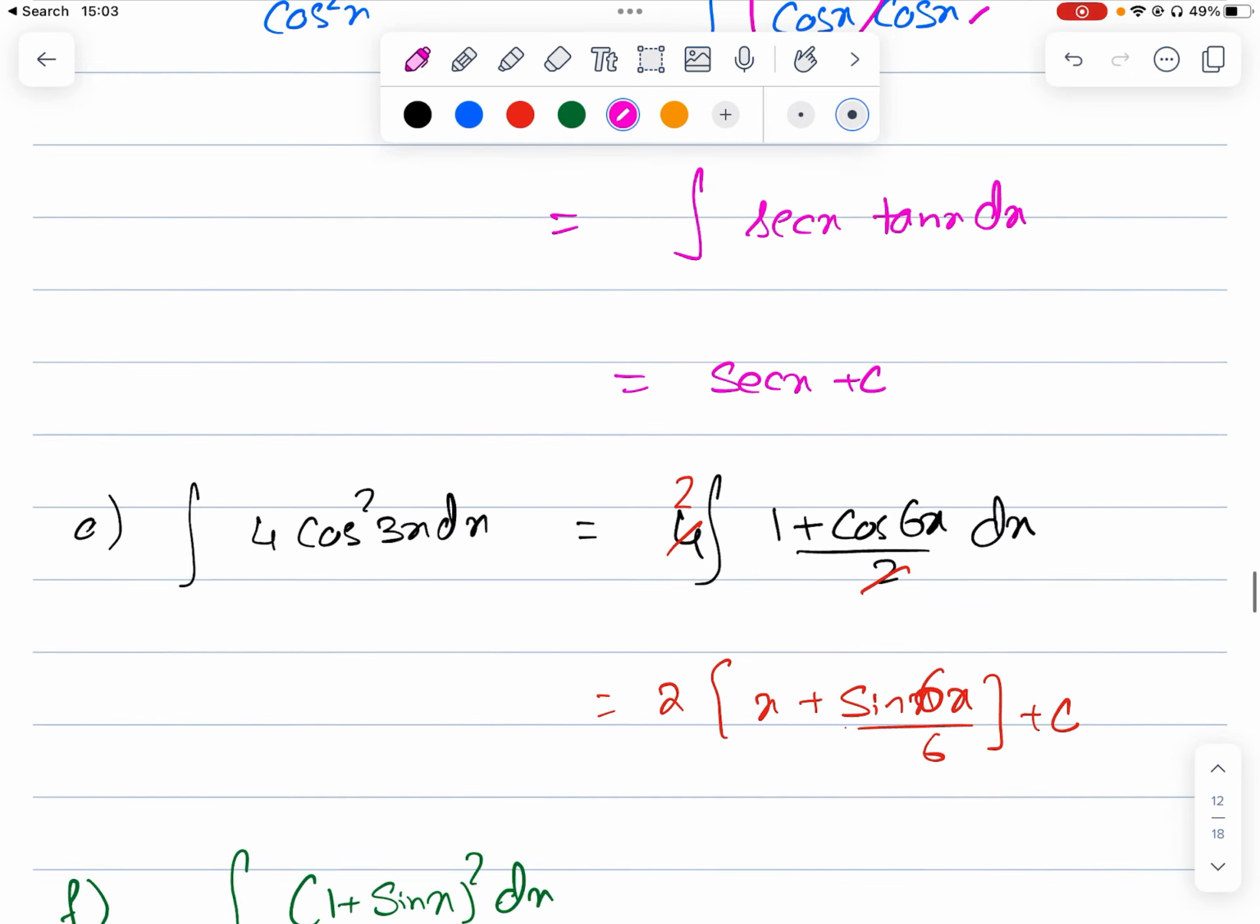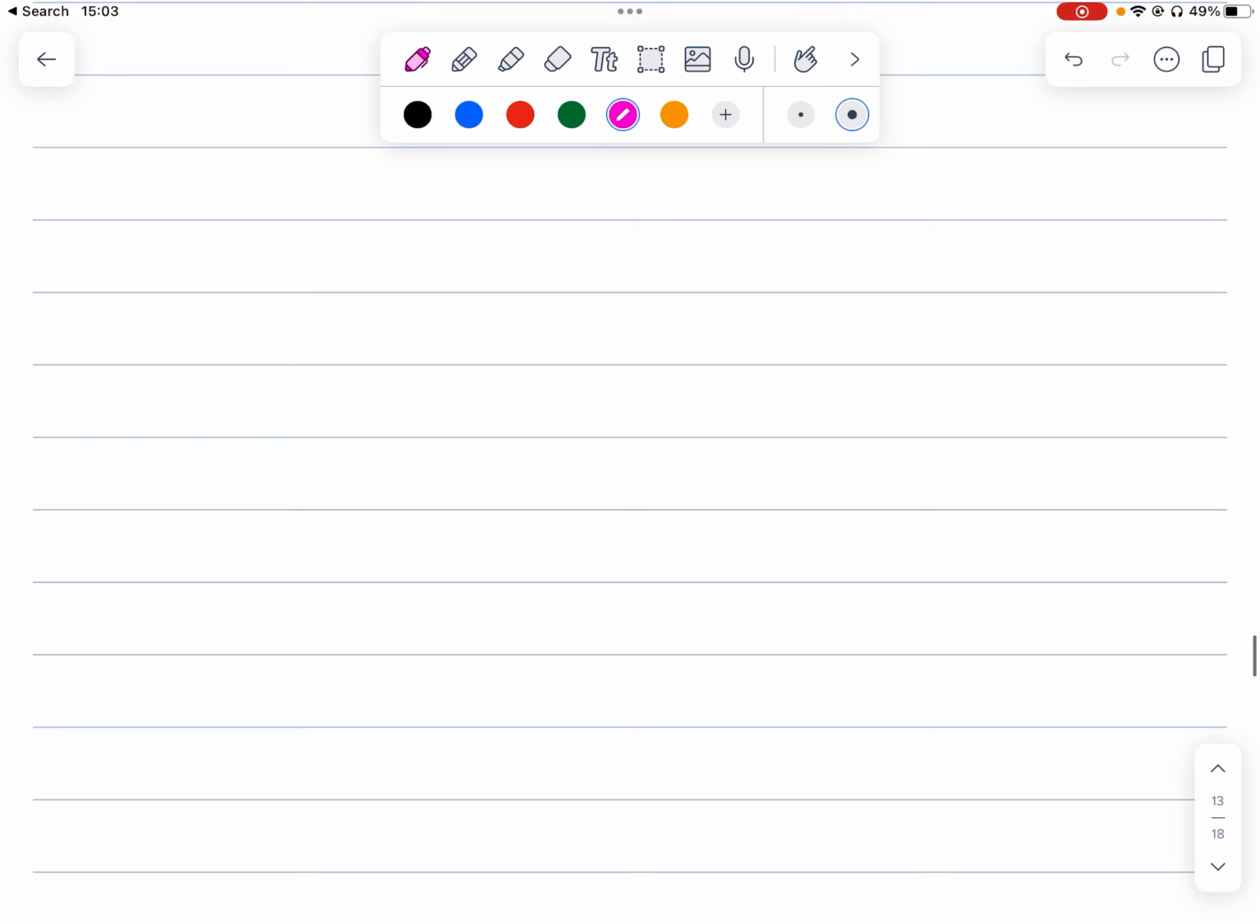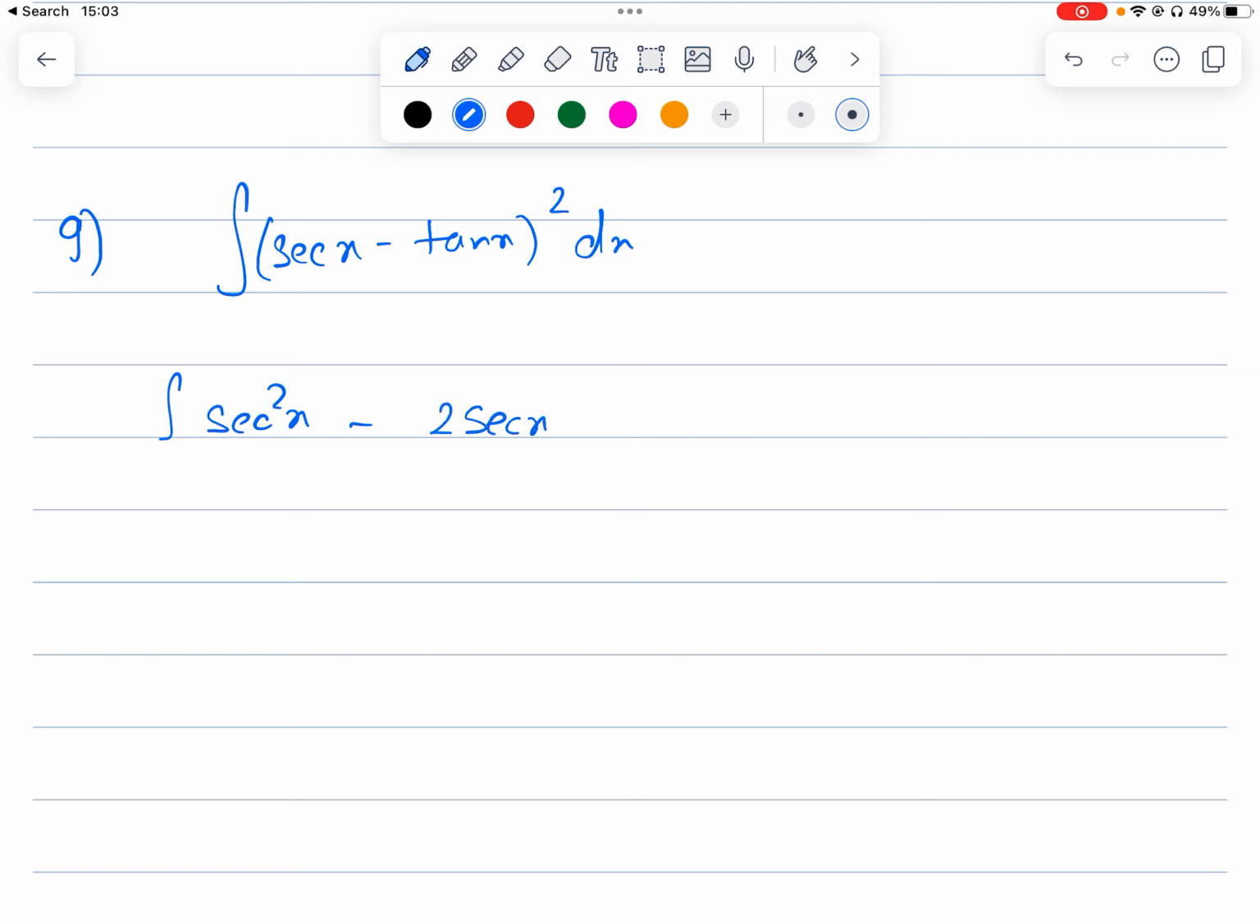G. Secant x minus tan x whole square. Integral of secant x minus tan x whole square dx. So what is secant x minus tan x whole square? Expand it out. A minus b whole square: a square minus 2ab plus b square. Tan square x has no formula. So what am I going to write it as? Secant square x minus 2 secant x tan x.